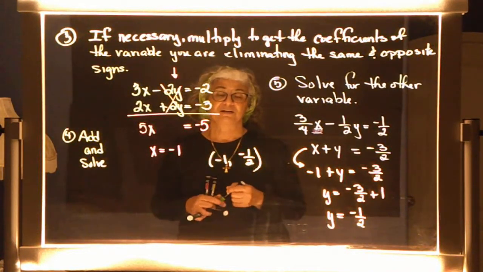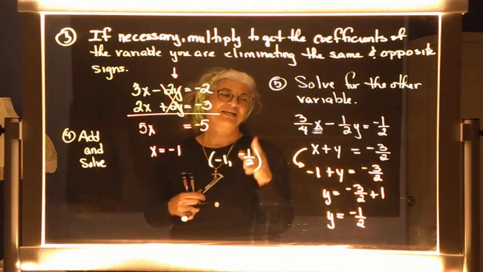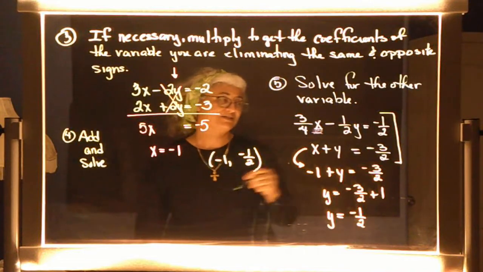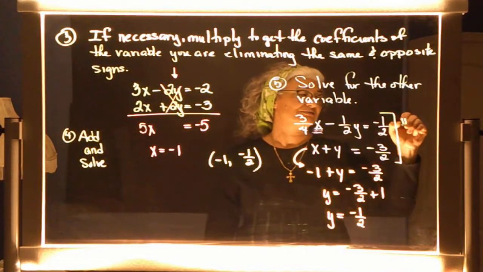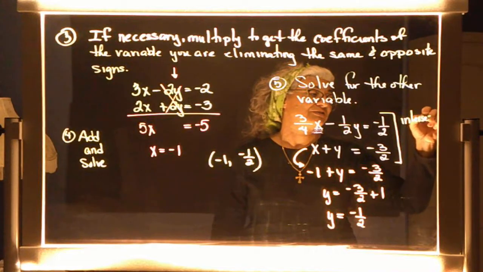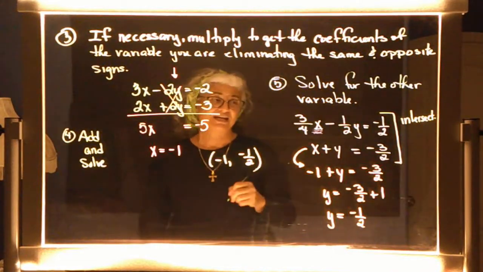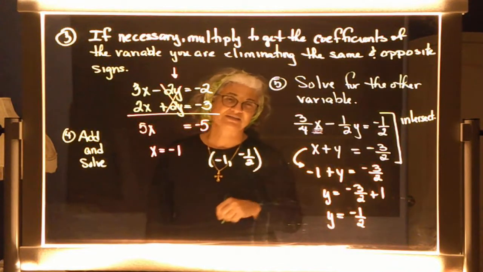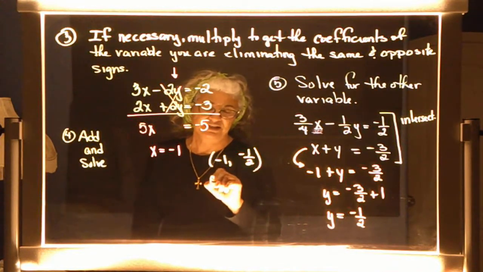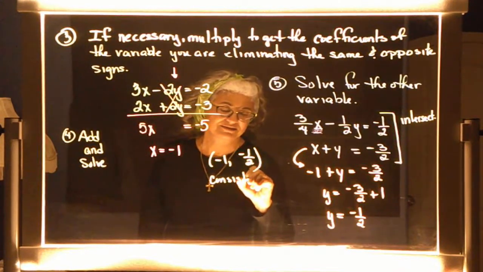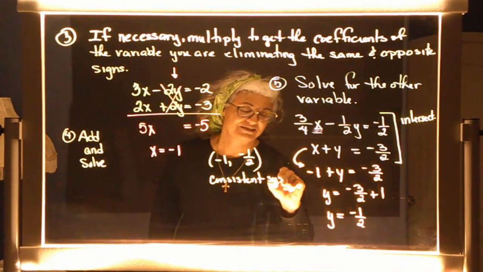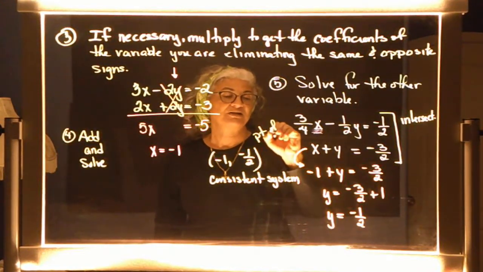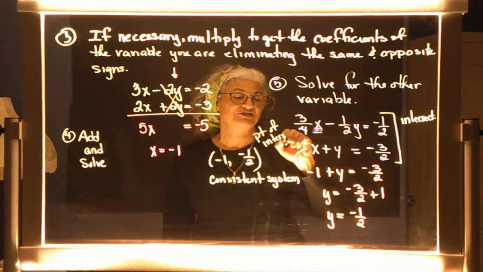Right? What does this mean? Yeah, some of you said it. That means if you literally graph these two equations, they would intersect, right? They would have an intersection, right? And they would intersect at this point, wouldn't they? Okay, so what kind of system is it? Good, it's consistent. It's a consistent system. Why? Because it has a point of intersection.